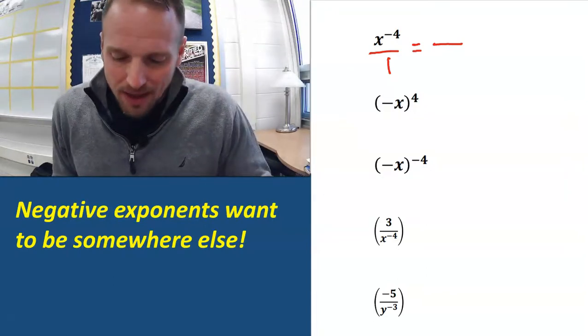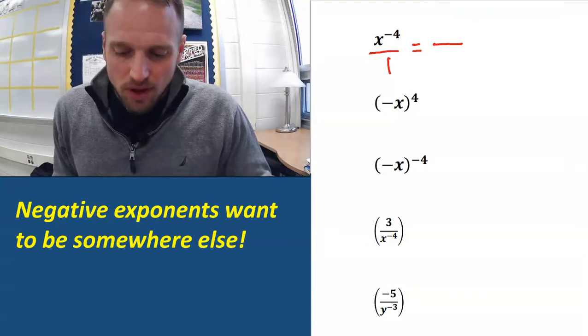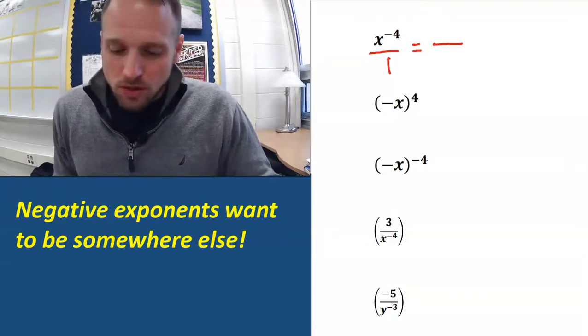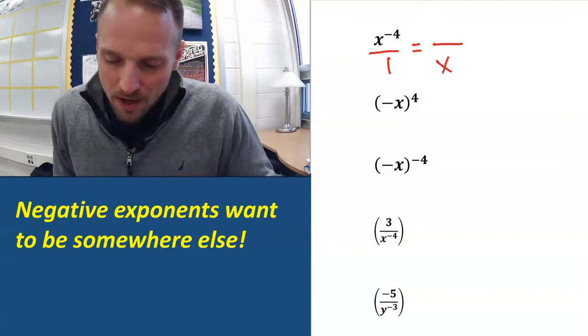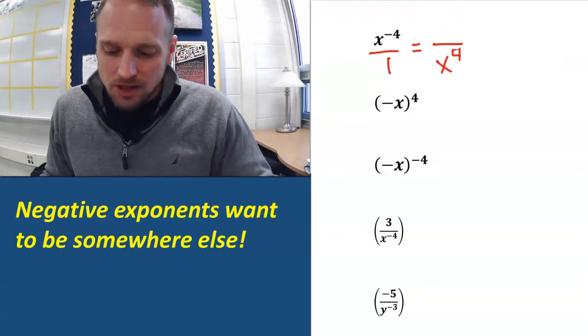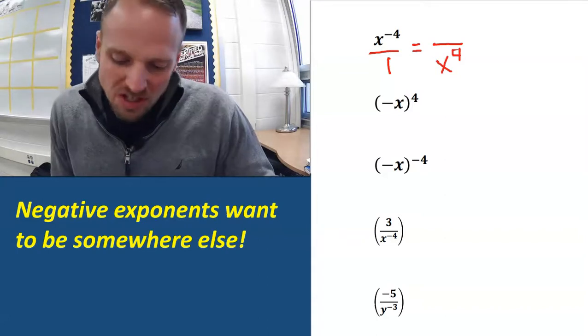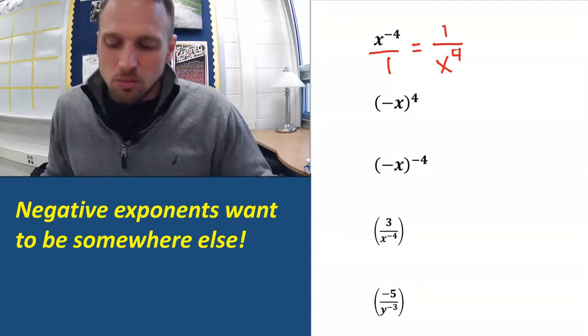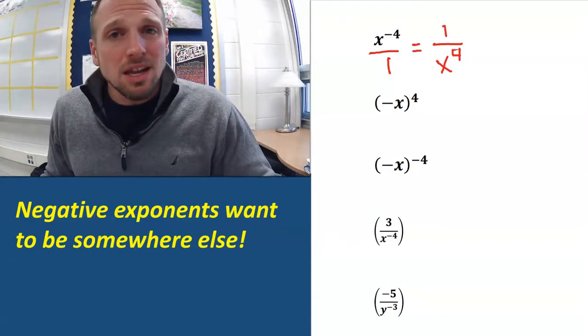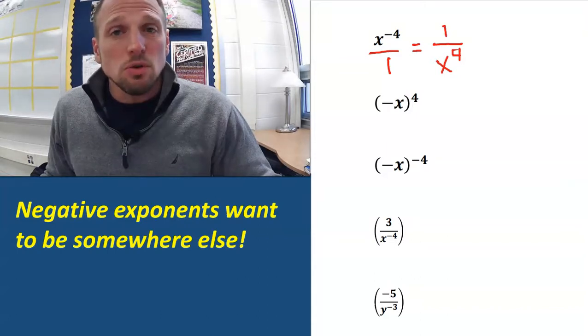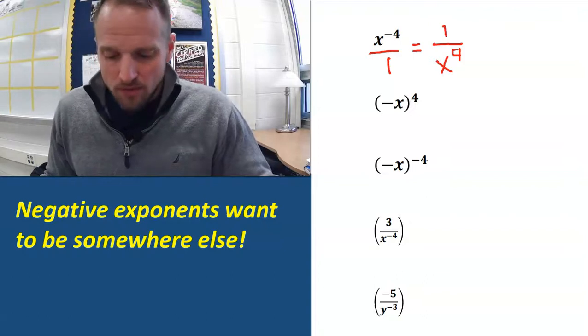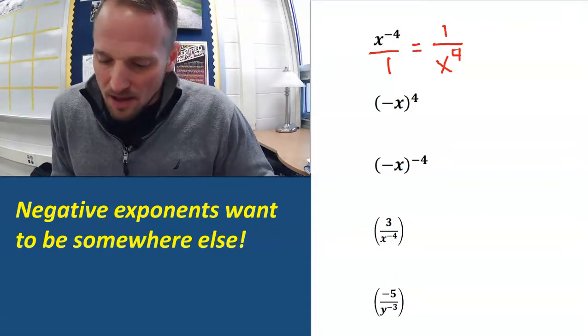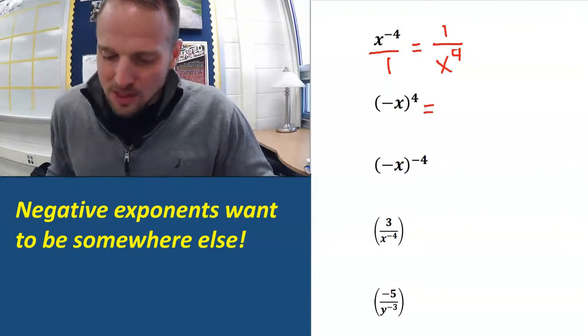So here's what I got. X to the negative 4th is on the top. So what does it want to do? It wants to go to the bottom, and when it gets there, it is positive. A positive x to the 4th. We still need something up top, so that's going to be 1. So x to the negative 4th is just equal to 1 over x to the positive 4th. Okay?